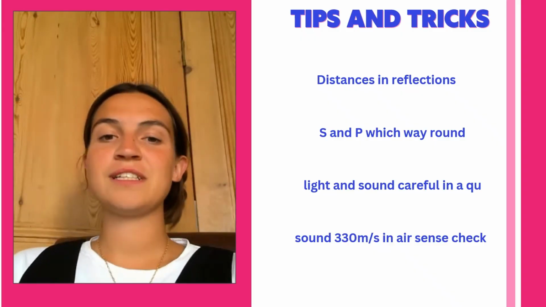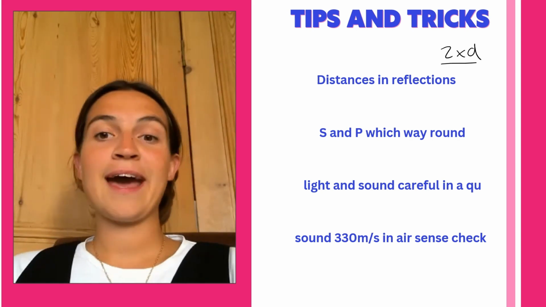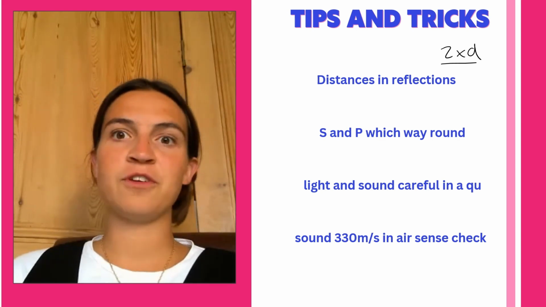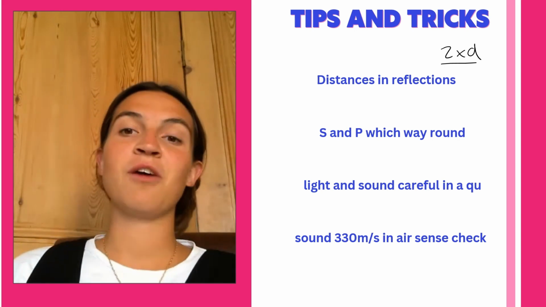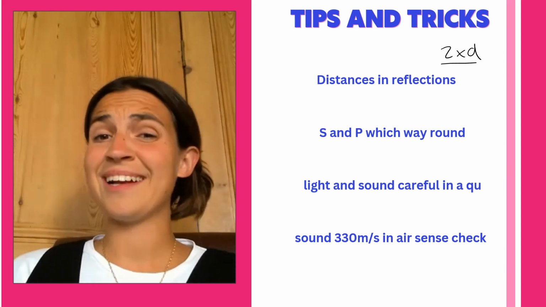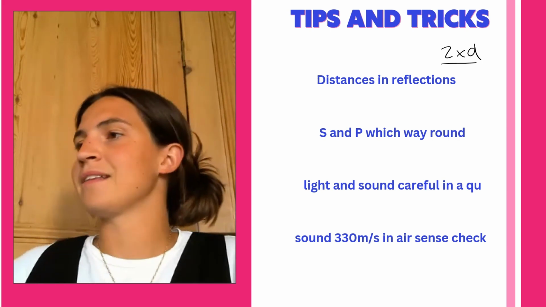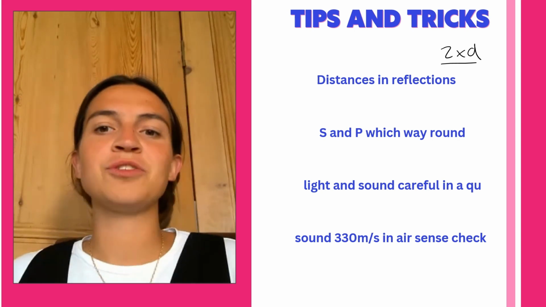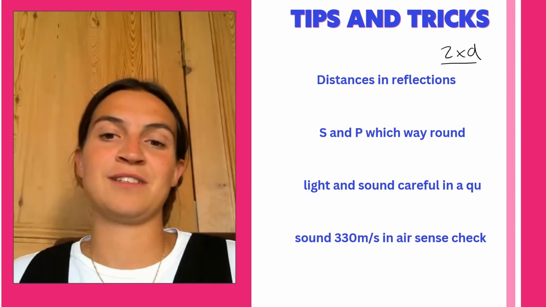Okay, tips and tricks for this section. So first one, distances and reflections. Be careful, if you just use the speed and the time, that will give you the distance to travel there and travel back. So you need to know whether you want that total distance, or actually, do you just want the distance between the thing and the thing that it was reflecting off? Okay, so just make sure that you remember that the distance you actually get could be 2 times the distance you're looking for.